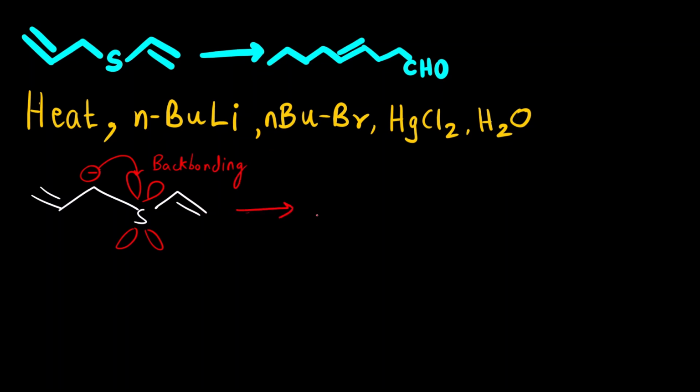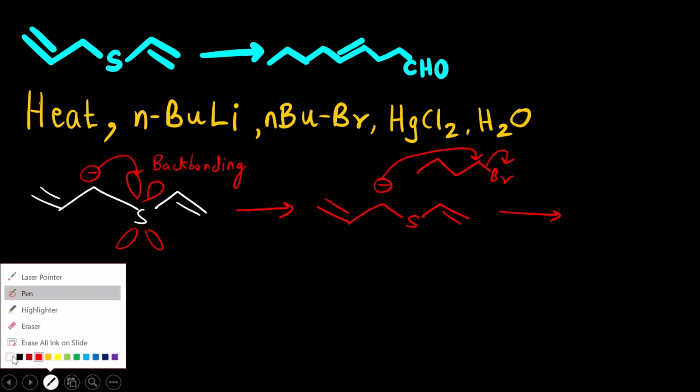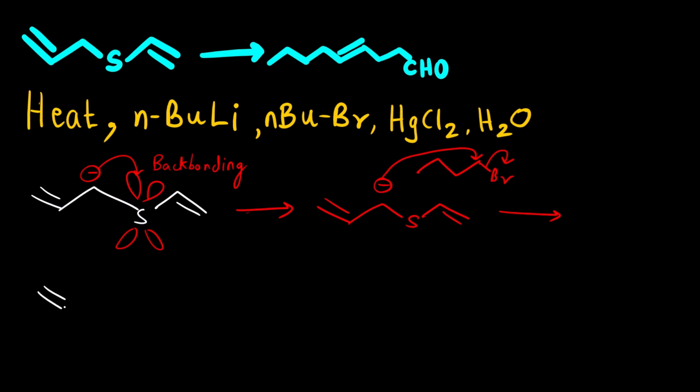After forming this carbanion, what will happen? It will attack the N-butyl bromide. N-butyl means a 1 2 3 4 carbon straight chain and then bromide. So this carbon will attack, and bromide will go away as a good leaving group. What we get is a double bond, then sulfur, and here we have 4 carbons, 1 2 3 4, like this.